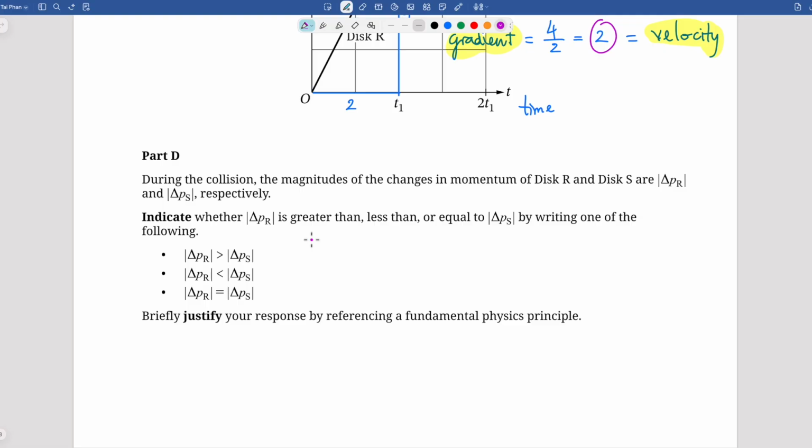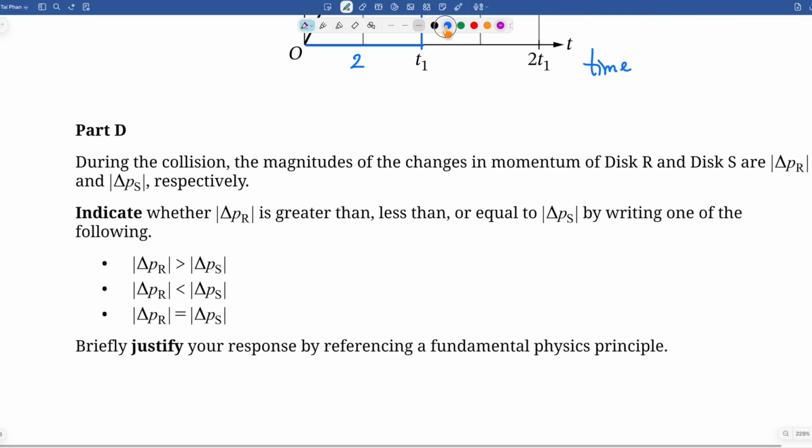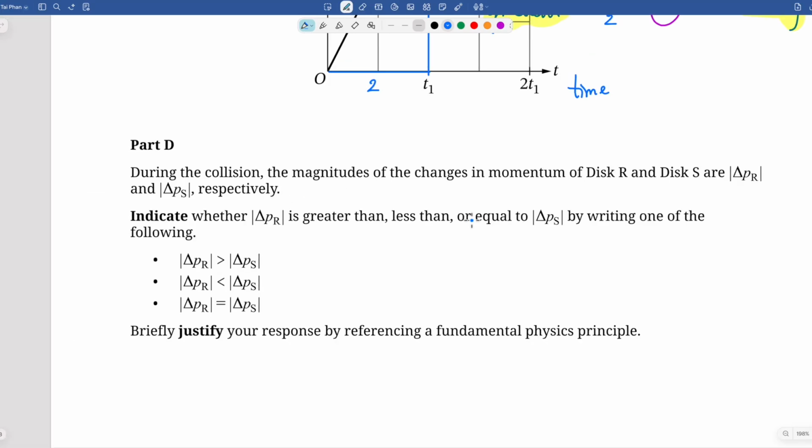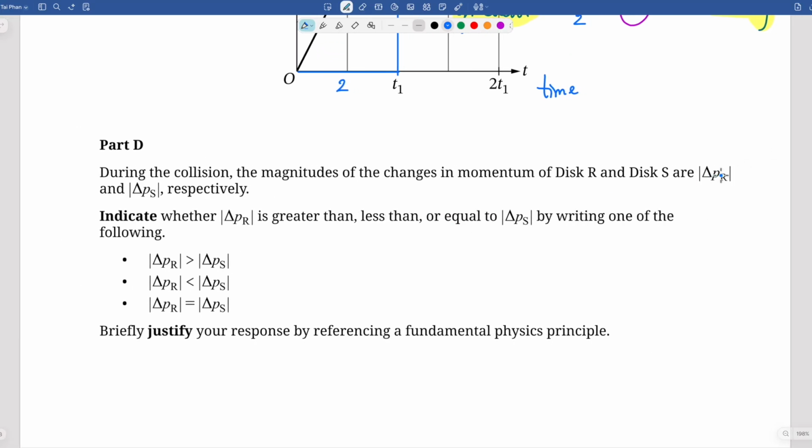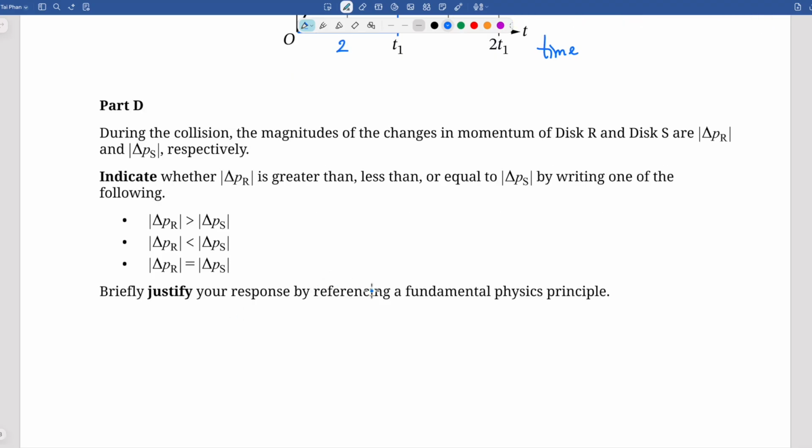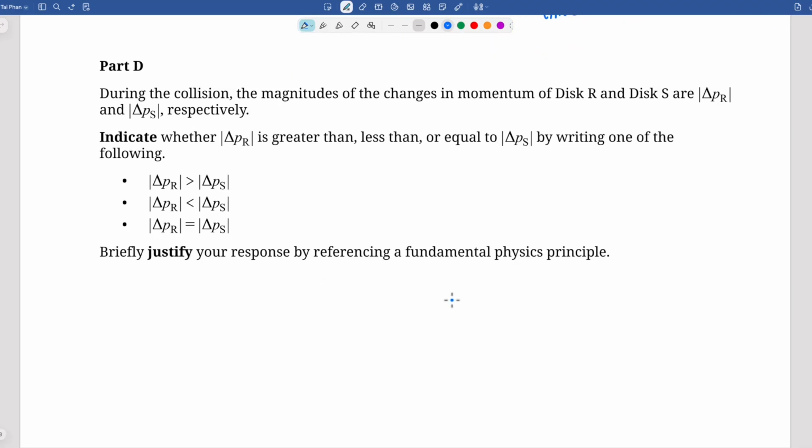Part D. During the collision, the magnitudes of changes in momentum of the disk R and the disk S are absolute delta PR and absolute delta PS, respectively. Indicate whether delta PR is greater than, less than, or equal to delta PS by writing one of the following. And briefly justify your response by referring to the fundamental physics principle.